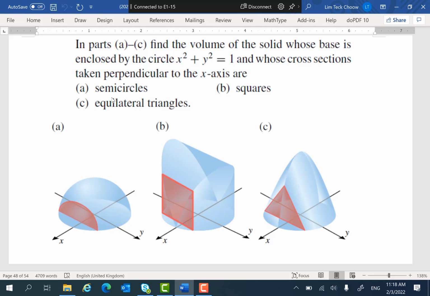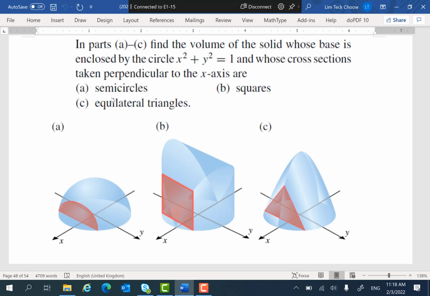And then an equilateral triangle. They may look complicated, but I want to assure you that actually the idea is similar. How does it work?